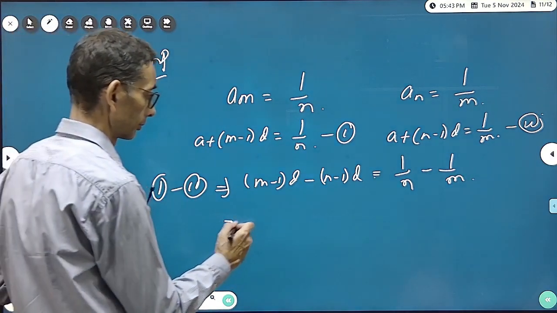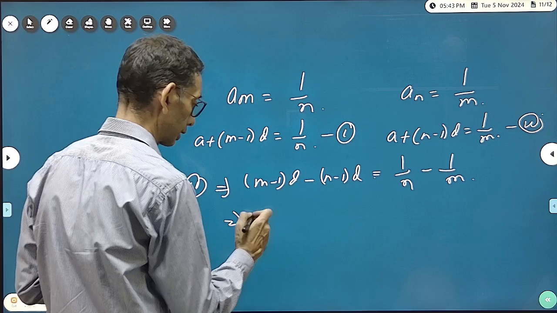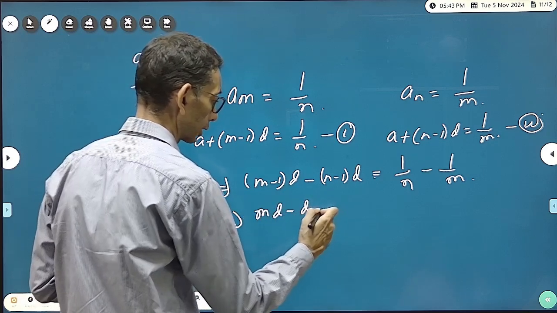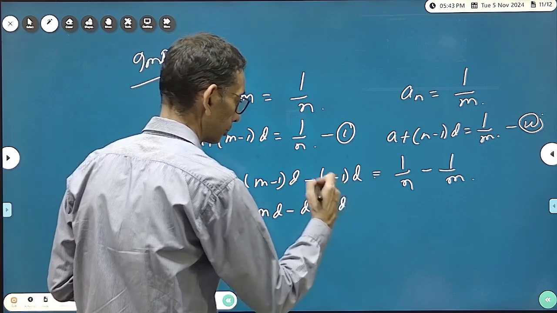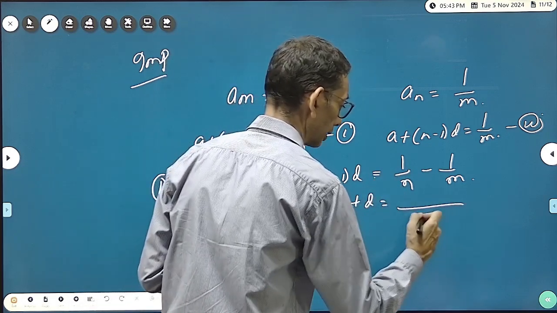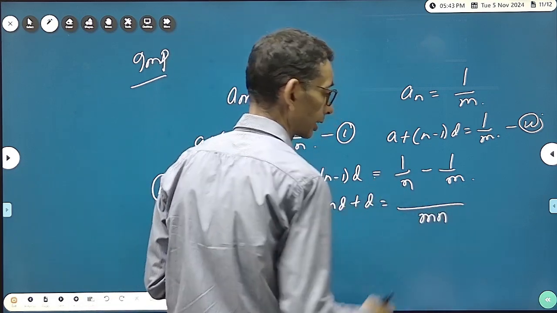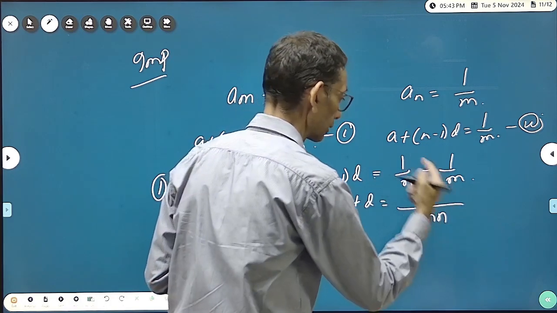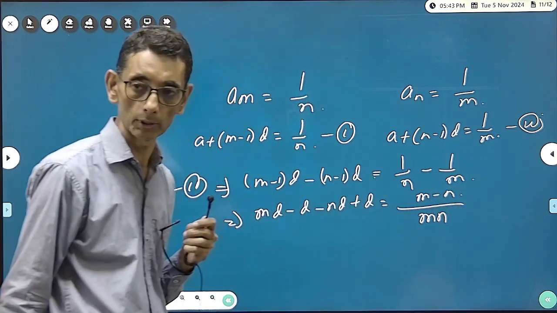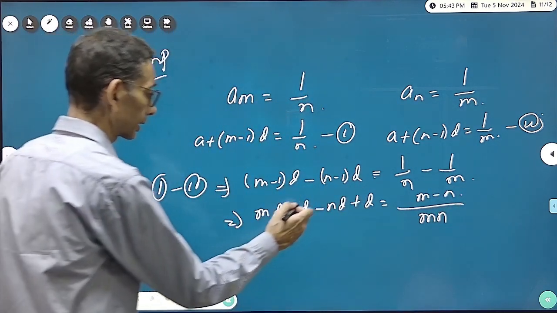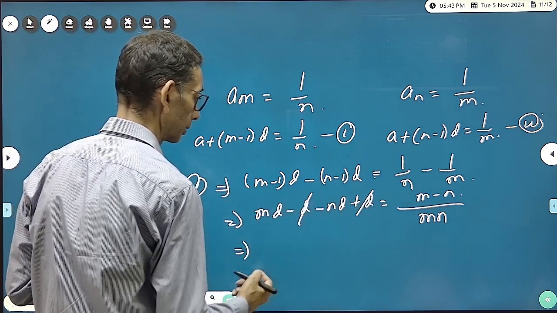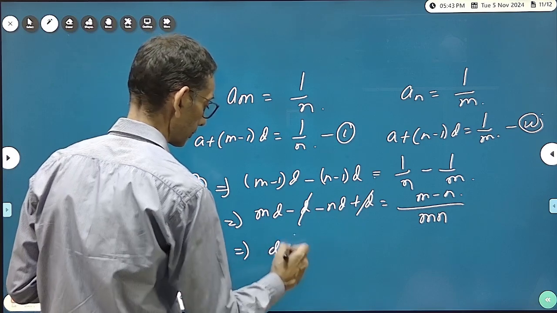So now, remove the bracket. What will it be? md minus d, minus nd plus d. Then taking the LCM of m and n, the LCM is mn. Then md and nd, what is common? d is common.